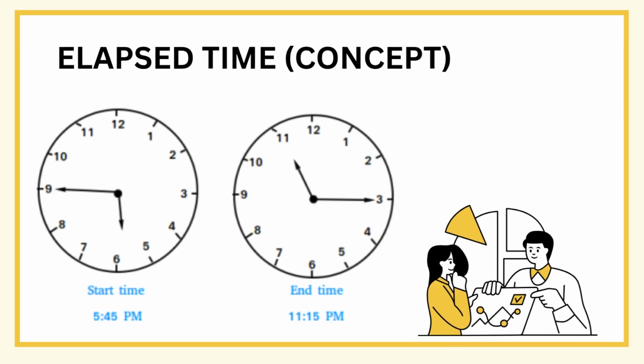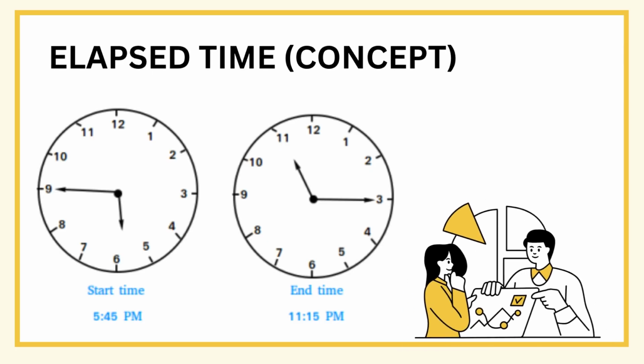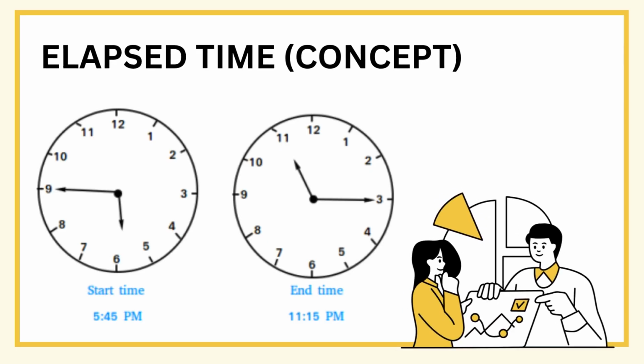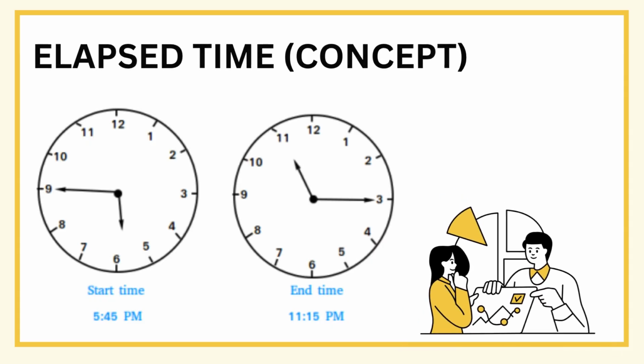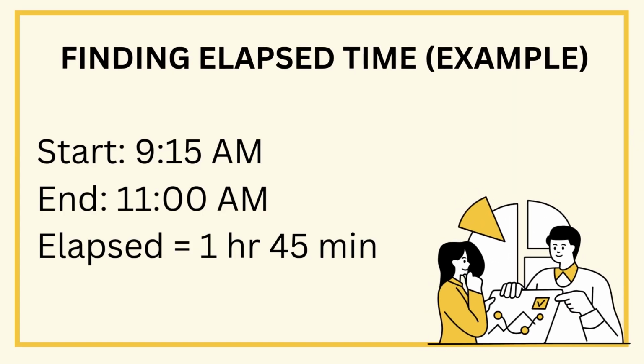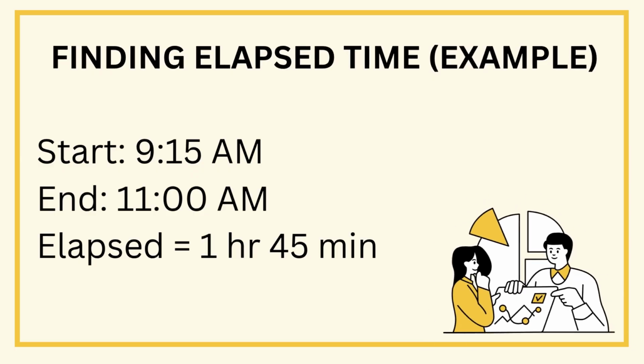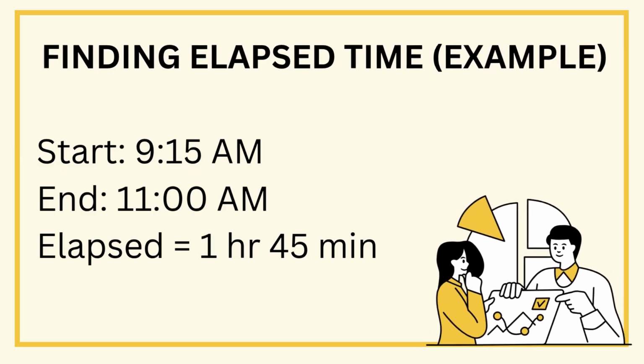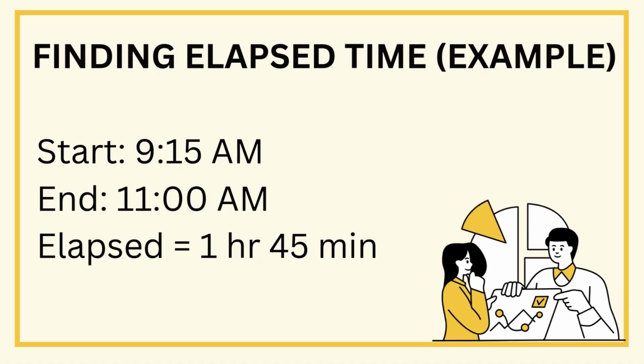Elapsed time means how long something lasted. From 5:45 p.m. to 11:15 p.m. is 5 hours and 30 minutes. Count hours first, then minutes. From 9:15 to 10:15 is 1 hour, plus 45 minutes more to reach 11 o'clock.